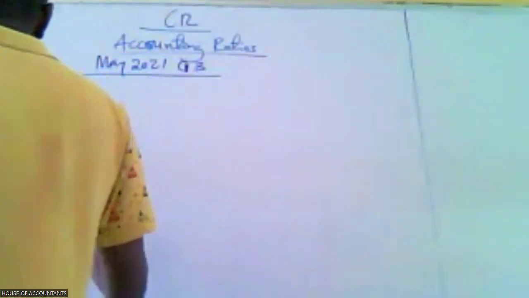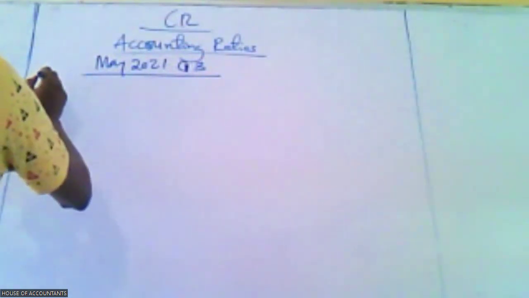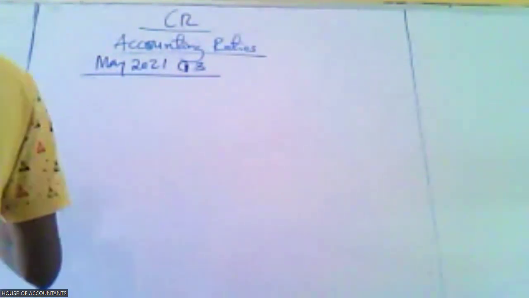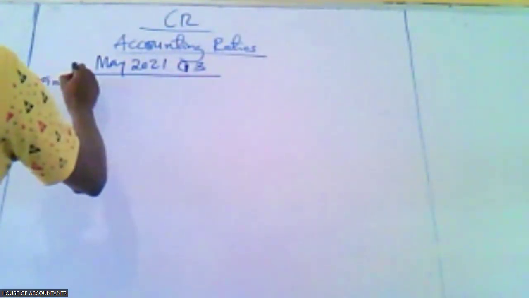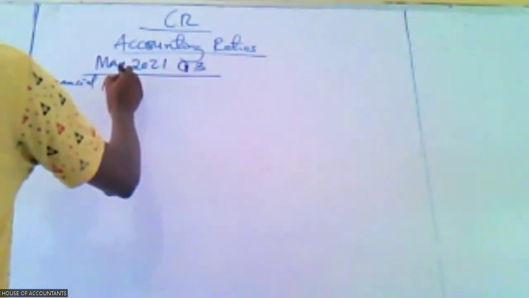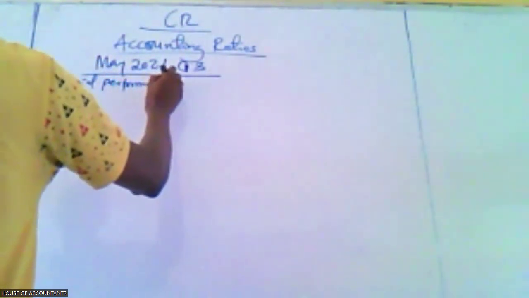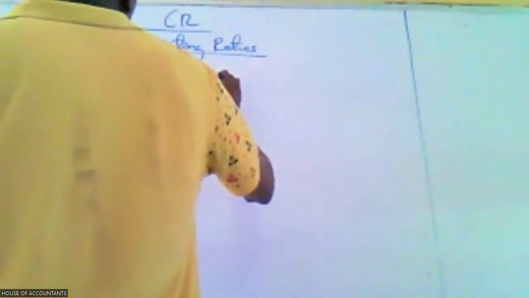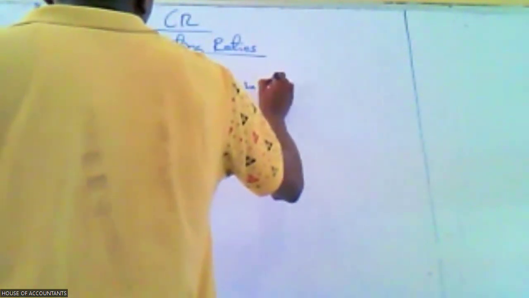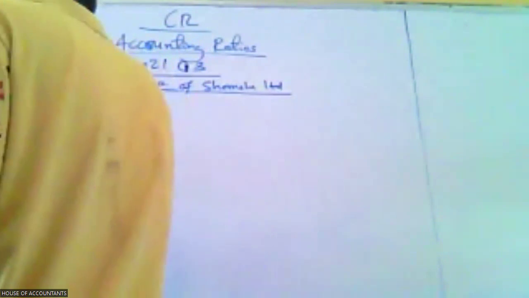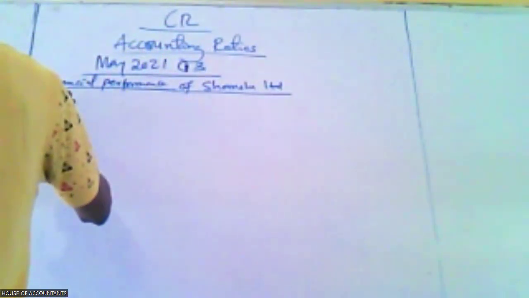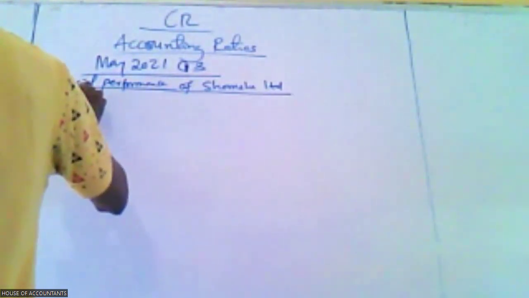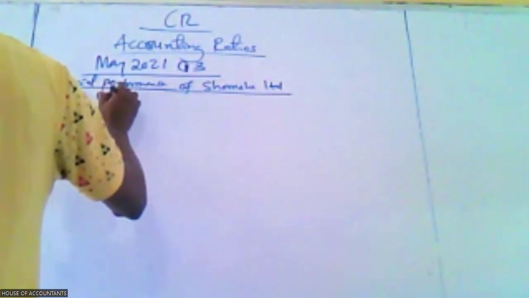So if you want to do it, we can say performance. What do they ask us to do? Financial performance of Somolu Limited. So I will start with profitability ratio.